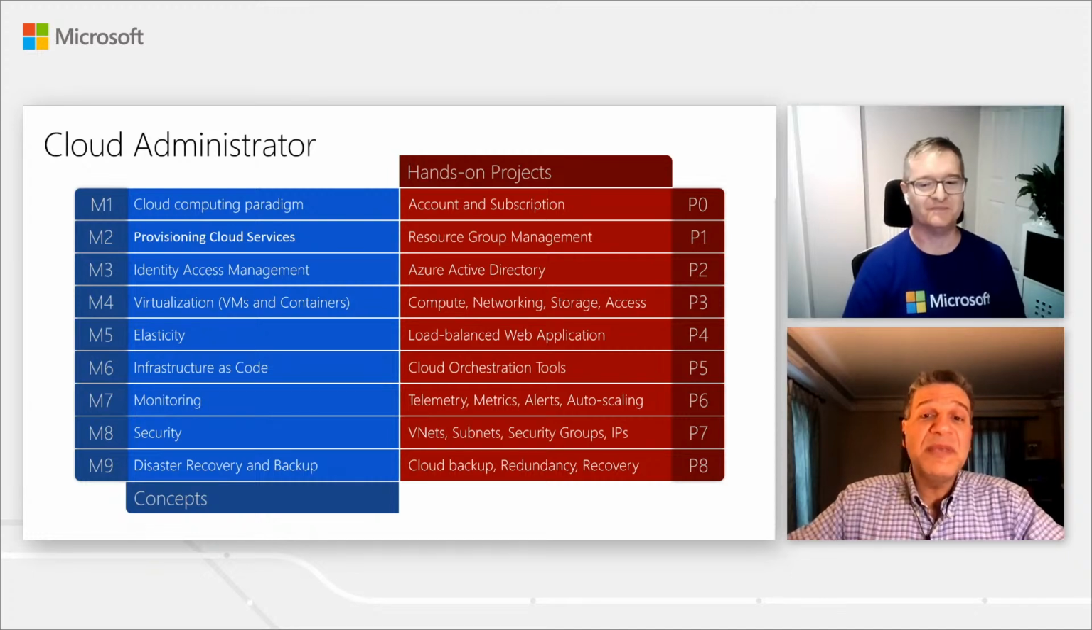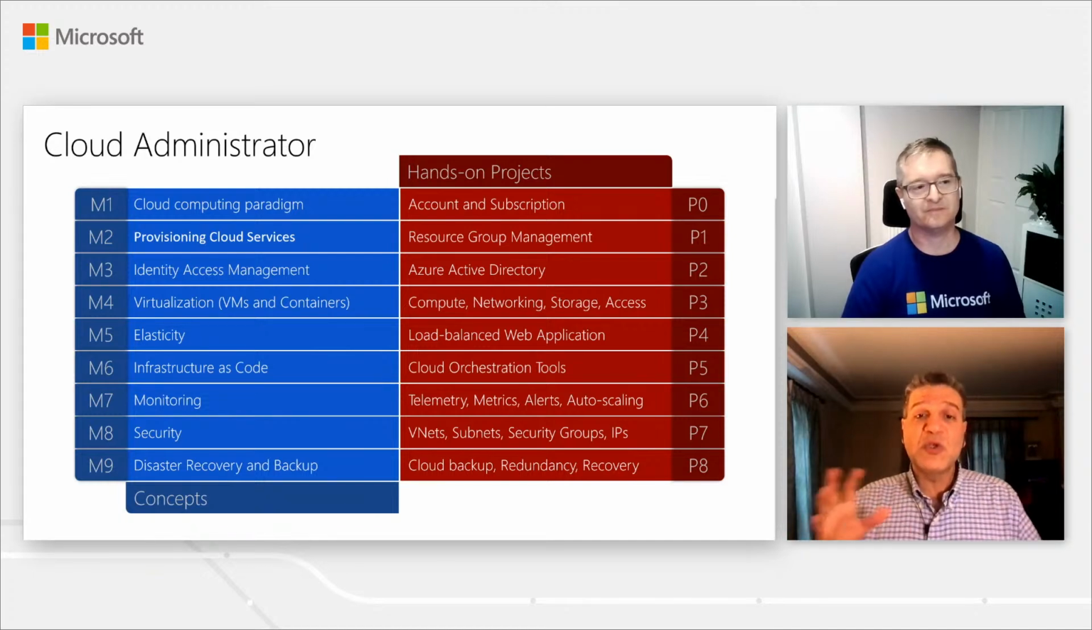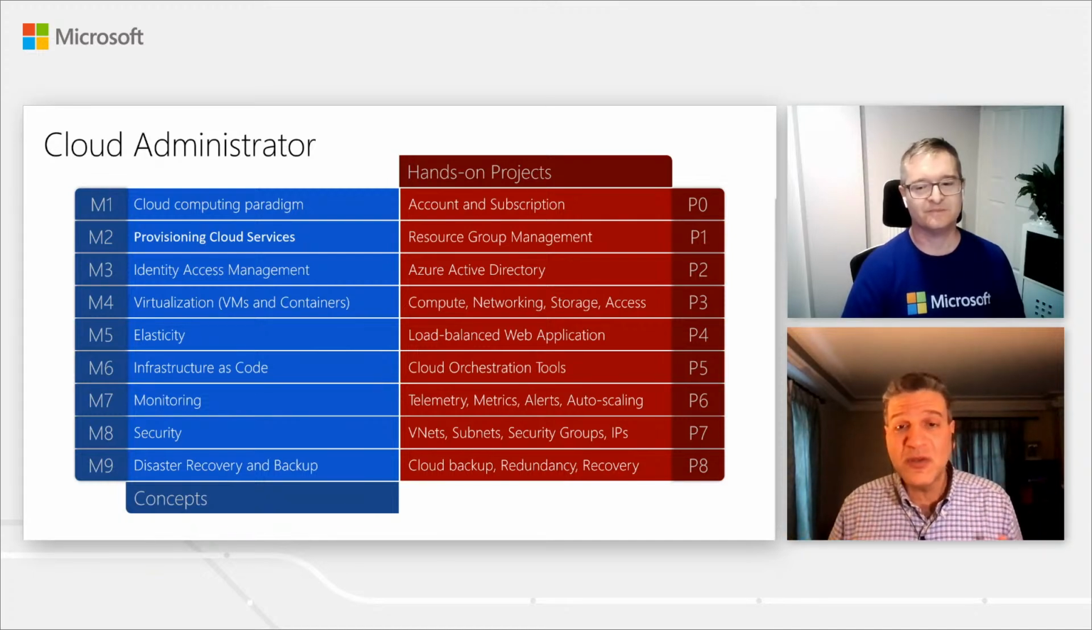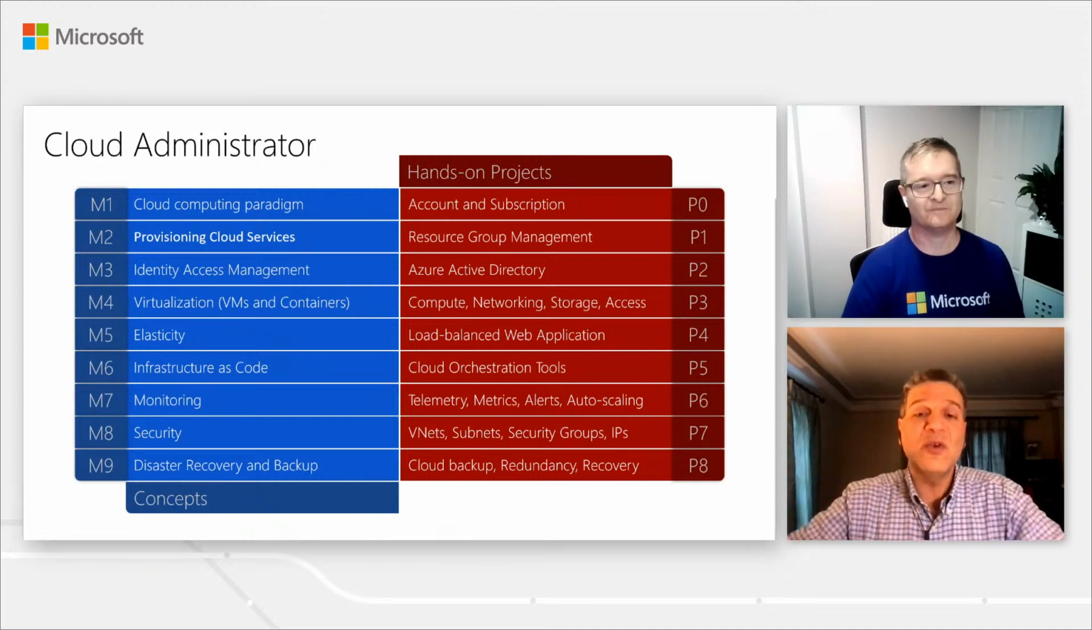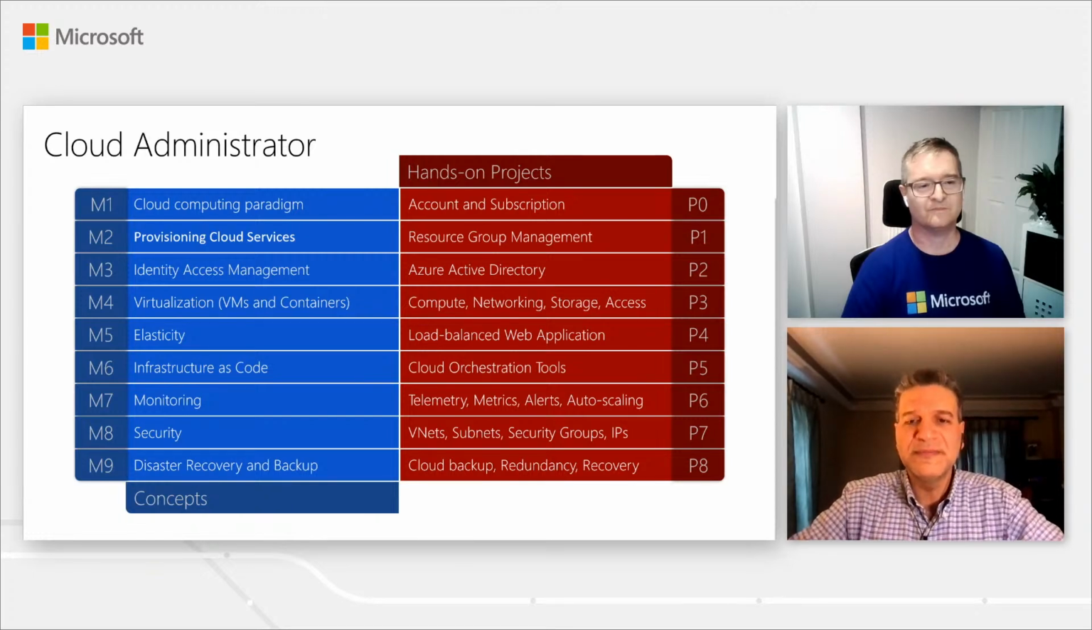Yeah, and then the next piece is, how do you orchestrate that deployment? How do you monitor that deployment to make sure it's doing what it's supposed to be doing? And then how do you secure it? And then how do you recover in case you encounter some sort of disaster in your cloud? So all of these skills are the core skills that are needed by a cloud administrator, and those are the ones that we focus on in our course.